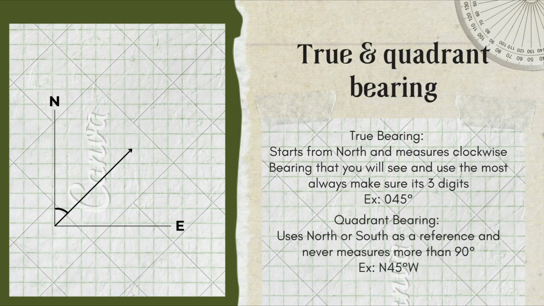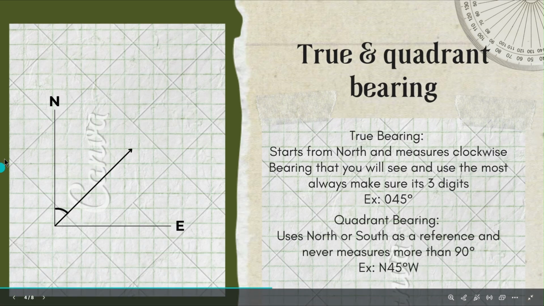Also, the quadrants. So north to east is 000 to 090. South to east is 090 to 180. Like, northeast is 000 to 090. Southeast is 090 to 180. Southwest is 180 to 270. And northwest is 270 to 360. So this is your northeast. This is your southeast. This is your southwest. This is your northwest. Cool?